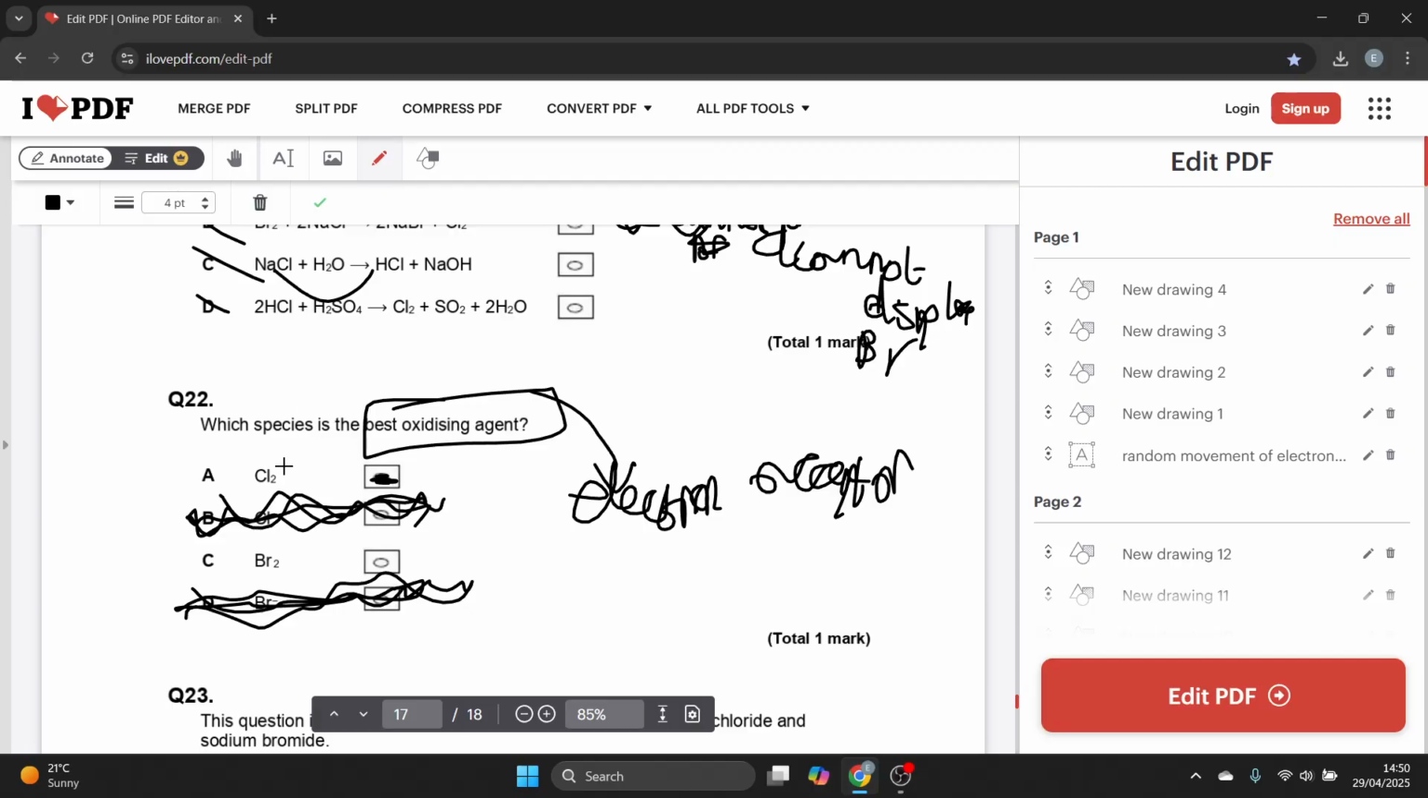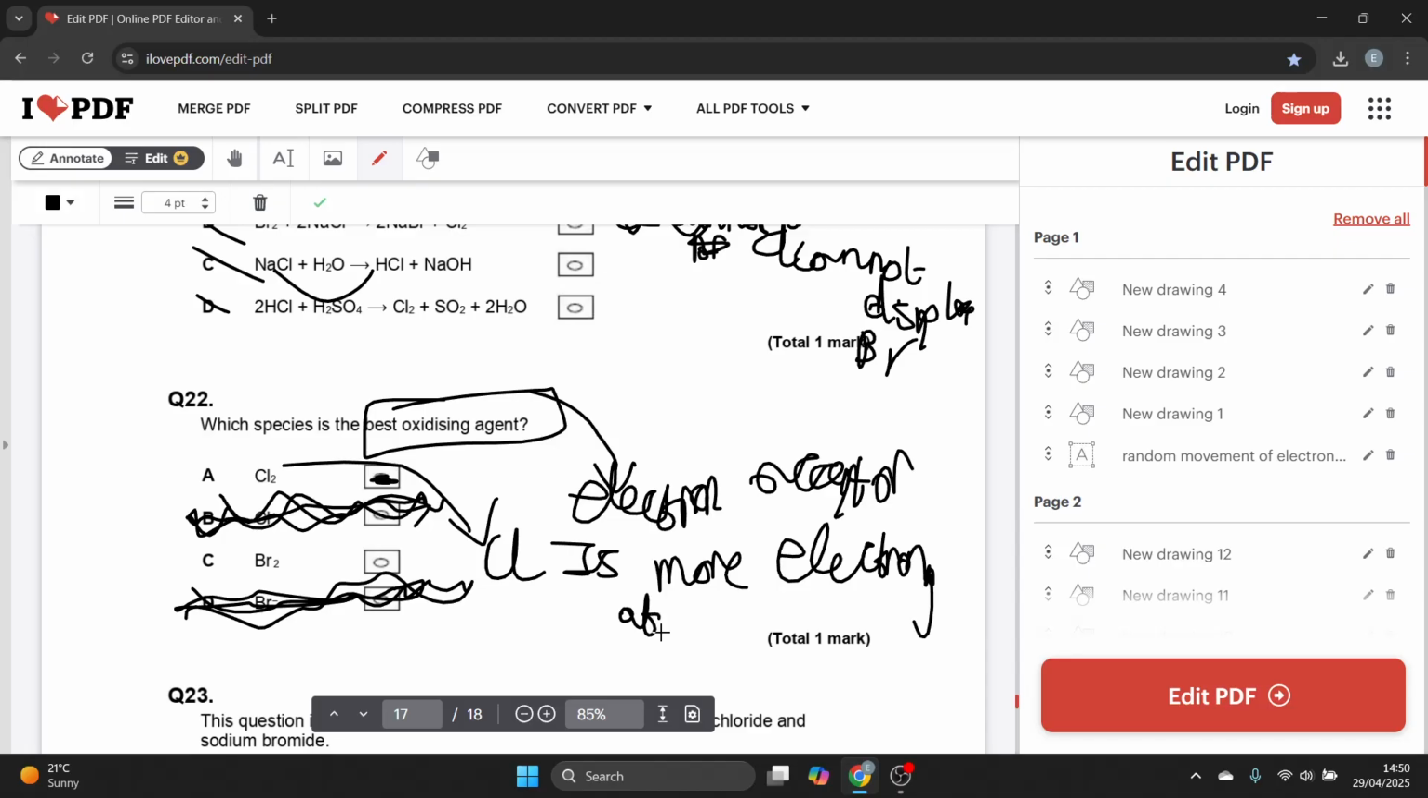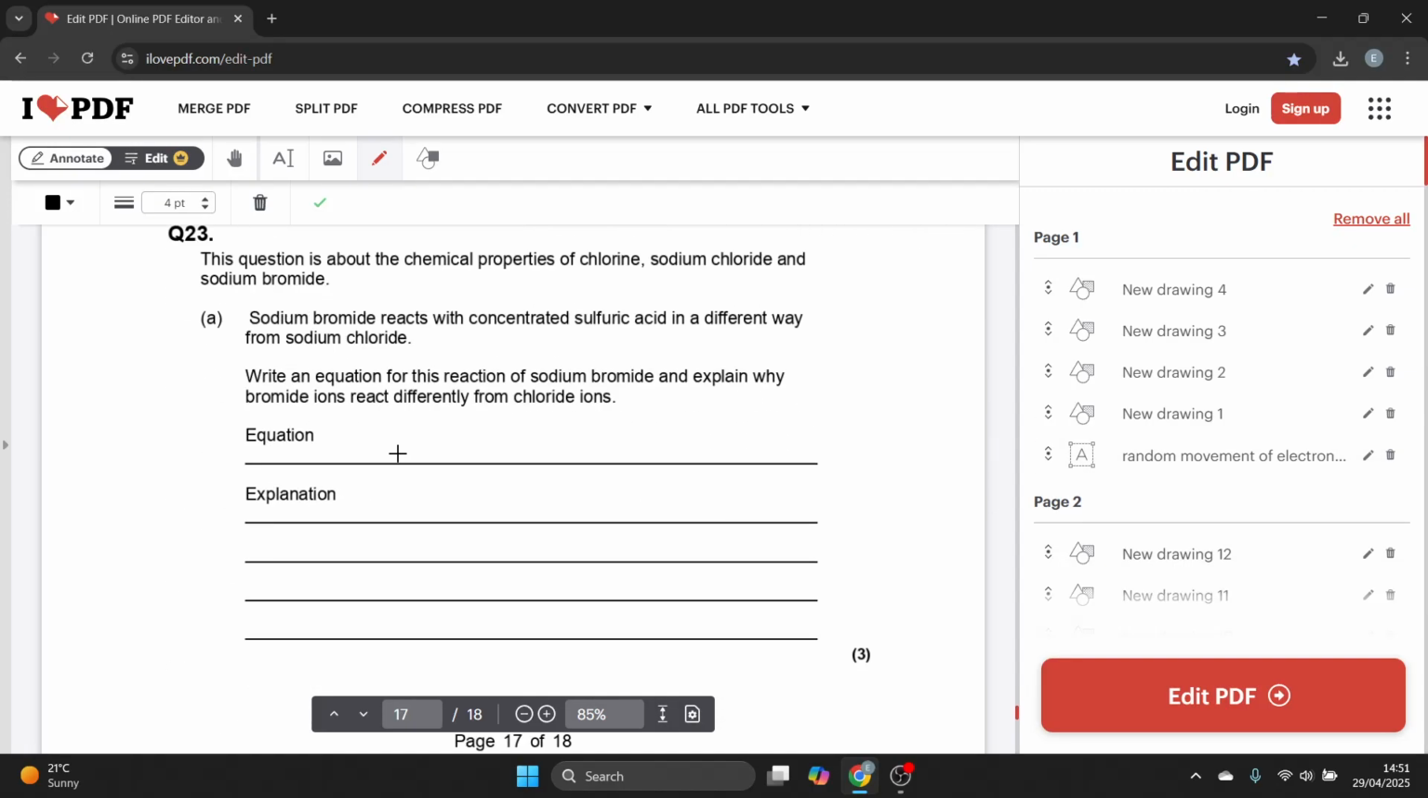And you might be wondering, Iman, how does that relate? Well, chlorine is more electronegative than bromine. What does that even mean? Electronegativity is the ability of an atom to attract a pair of electrons in a covalent bond. So it can attract the electrons very strongly, so therefore it can accept electrons easily, and therefore it's the best oxidizing agent, which is an electron acceptor.